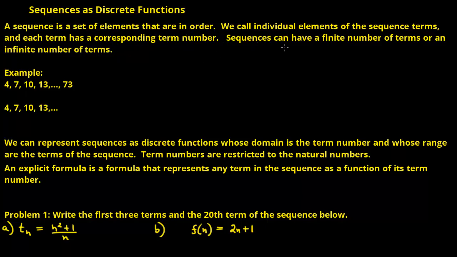Another thing to note is that sequences can have a finite number of terms, which means that we can count the number of terms in the sequence, or an infinite number of terms. So a sequence would continue like 4, 7, 10, 13, and would just go on forever. So there's an infinite number of terms in this sequence, whereas in this sequence there's a finite number of terms. The sequence stops when we get to the term 73. So this is a finite sequence. And this sequence here is an infinite sequence.